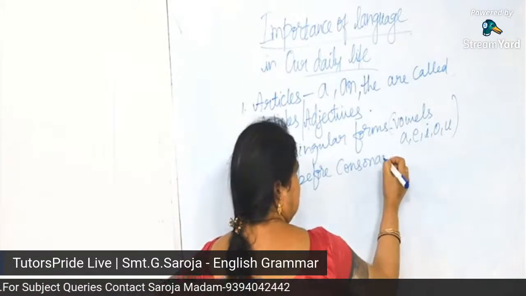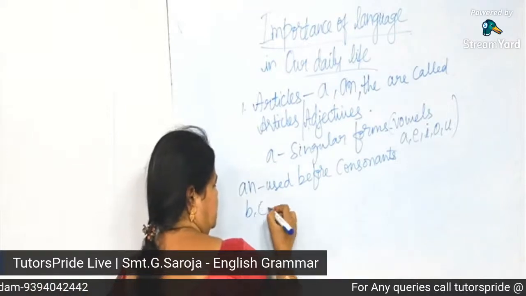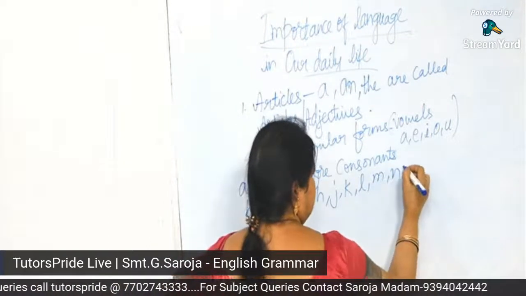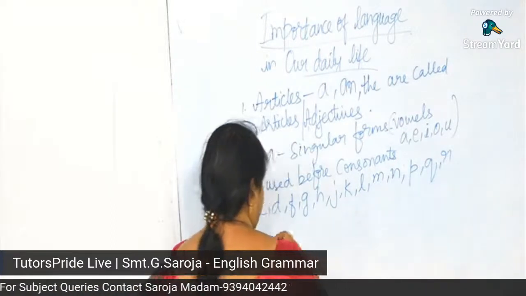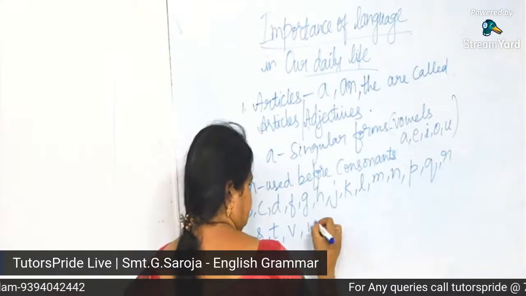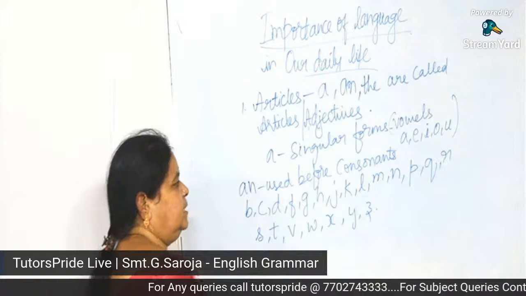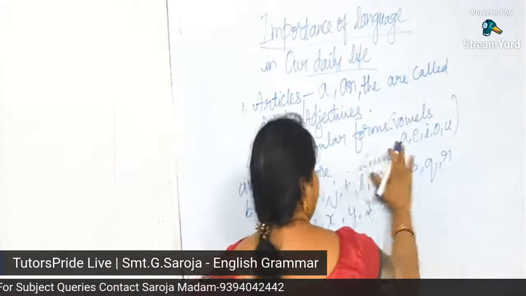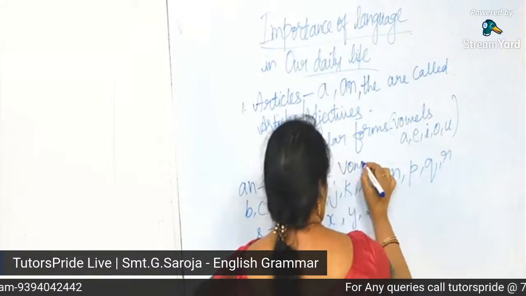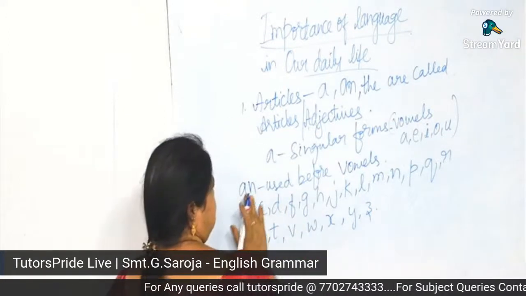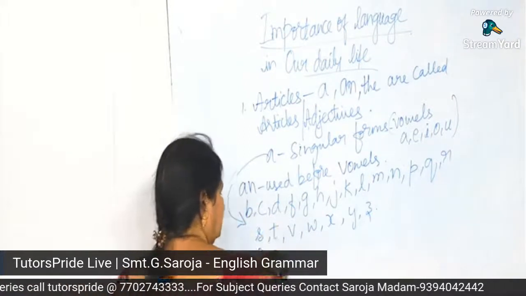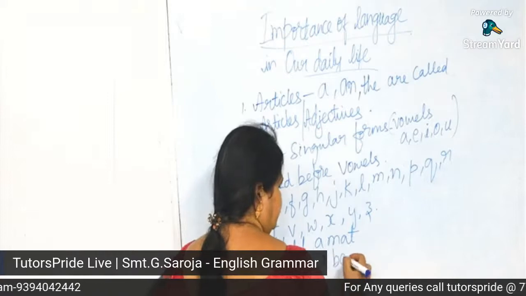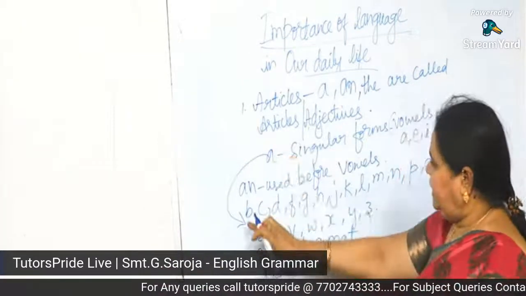What are consonants? Other than A, E, I, O, U. Now these letters are called consonants. Sorry, an is used before vowels. A is used before consonants. For example: a ball, a cat, a mat, a bat. These are all singular words, and a is used before the ones that begin with consonants.